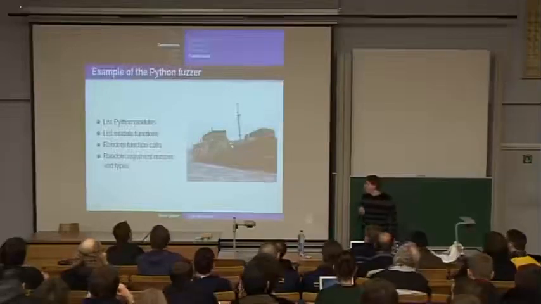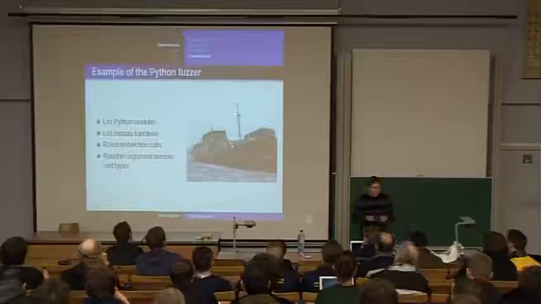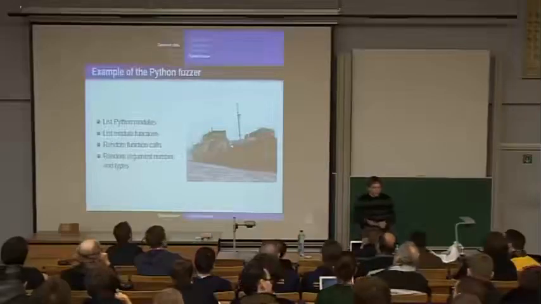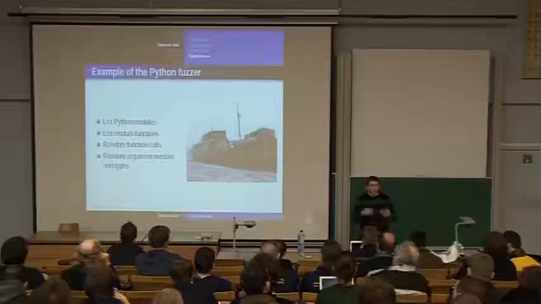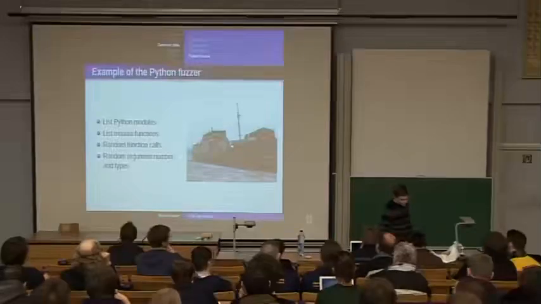An example of a fuzzer is a Python fuzzer. So the first step is to list all Python modules. The second step is to list all functions. And then you do a random function call with random arguments. So it's very, very stupid, but it works very well.